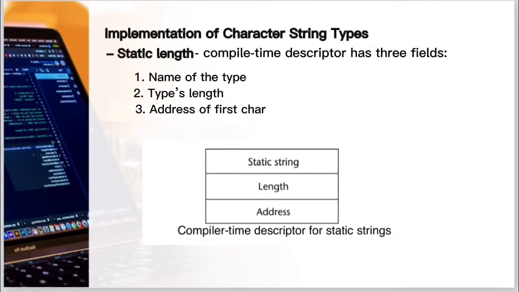Implementation of character string types. Static length: the compile-time descriptor has three fields. First is the name of the type, second is the type length, and third is the address of the chars. In the table, there are three: first is static string, second, length, and address. This is the compile-time descriptor for static strings.